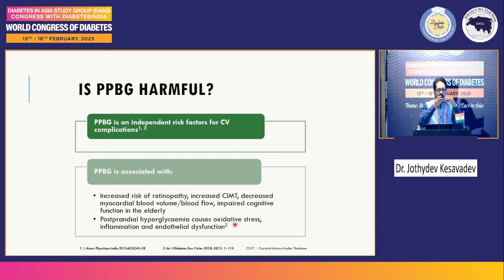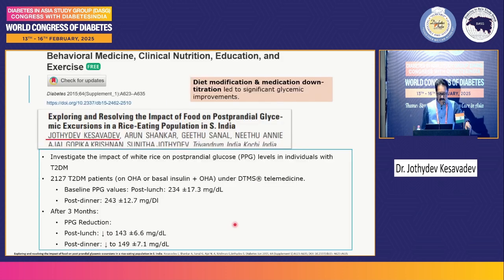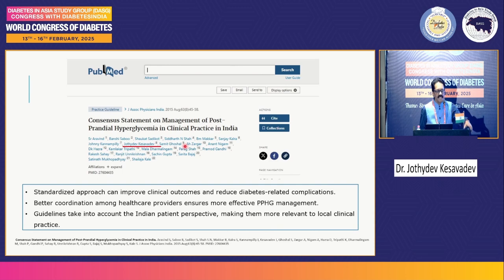So when you are giving a blind prescription without any monitoring, it can even induce cognitive dysfunction. It can even be a reason for dementia in the elderly. And some time back, we published this data on exploring and resolving the impact of food on PPG in a rice-eating population. And this is the Diabetes India group, exactly I believe 10 years ago, in 2015, when we came out with a consensus.